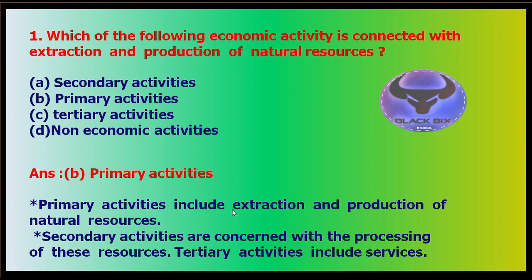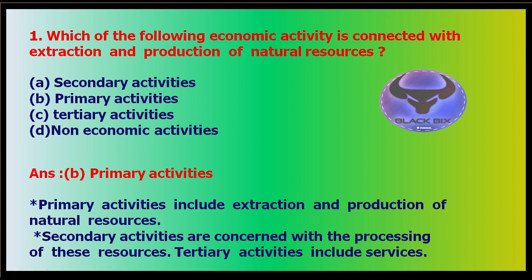Primary activities include the extraction and the production of natural resources. Generally, it involves agriculture and animal rearing. Secondary activities are connected with the processing of the resources, and generally cover the manufacturing industries. Tertiary activities include different kinds of services like insurance services, banking services, teaching, and medical services. Non-economic activities are different because they do not generate income.